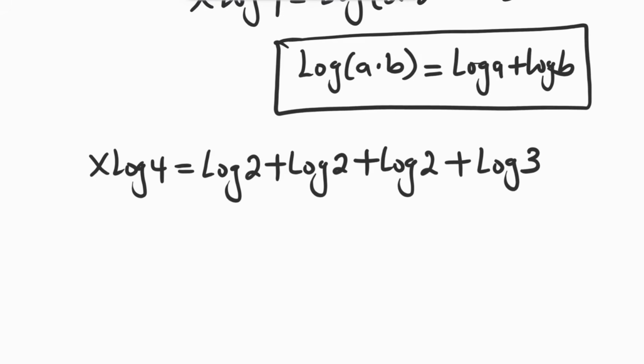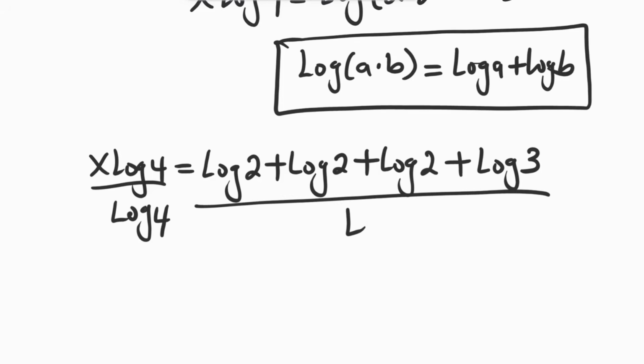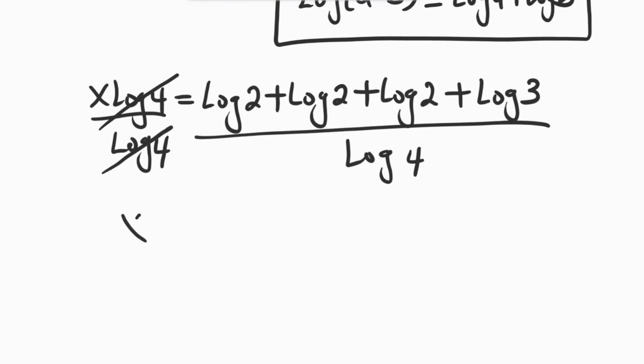Now, the next thing would be to divide through by log 4. Divide both sides by log 4, and that's what we have, log 4. Log 4 will cancel log 4 on the left-hand side, and now we just have x all by itself. So what we need to do is go ahead and simplify the right-hand side.